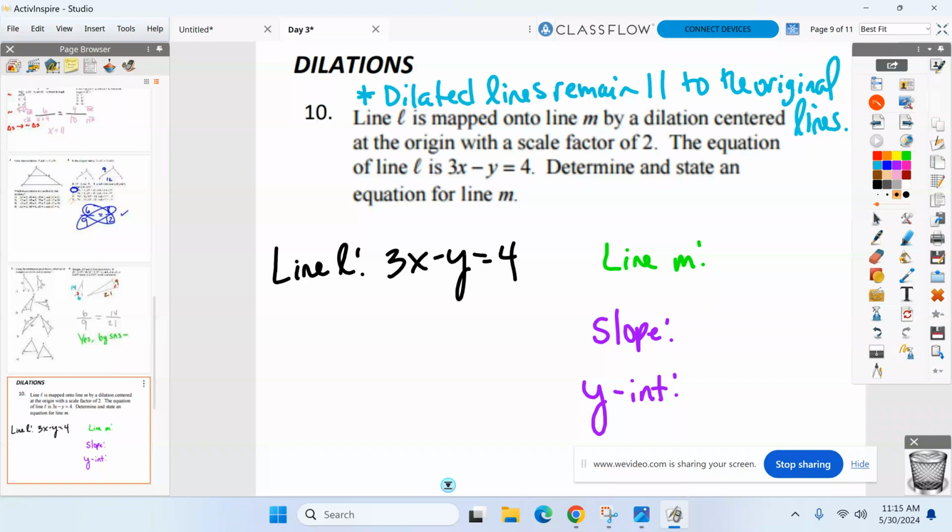And I bring that up and let you guys know about that fact because if they remain parallel, what's going to stay the same between them then? Slopes. Find the slope of line L for me. You guys know how to find slope. You either put it into y equals form and let me know, or you use your calculator because I showed you how your calculator can tell you what the slope is. What's the slope of line L?